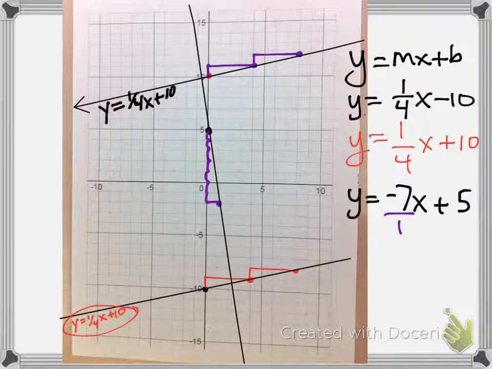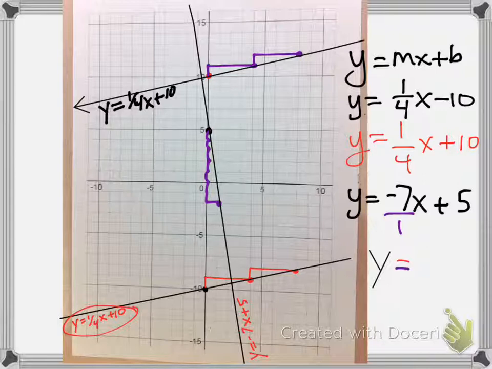Sweet. So maybe I want a horizontal line. Oh, I forgot to label it, didn't I? So I've got to label it y equals negative 7x plus 5. And maybe I don't want to label it there because it'll get in my way, so maybe I'll go down to the bottom and label it y equals negative 7x plus 5. Awesome. And let me just do one more.